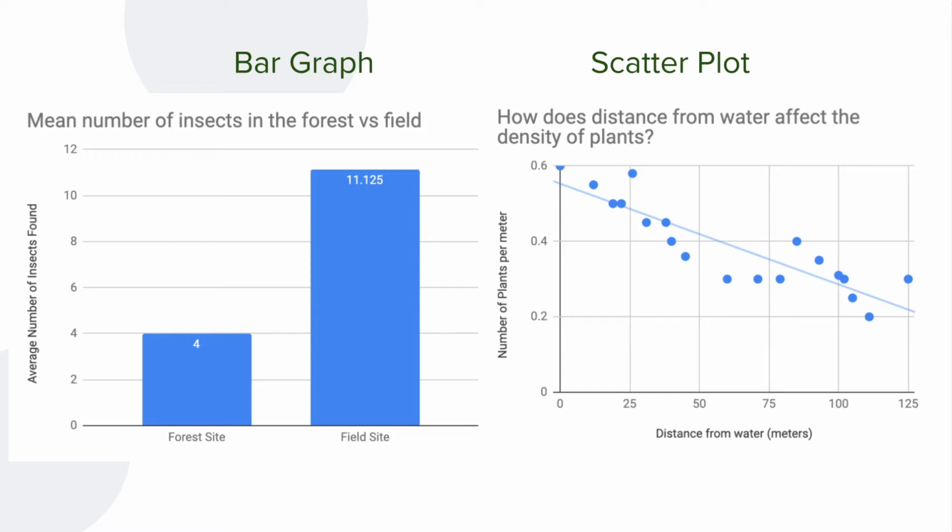As you can see, it's pretty easy to tell that in the bar graph, the field area had more insects than the forested area. On the scatter plot, we can pretty easily see that near the water, we found more plants, and then as we got further away from the water, the line decreased, showing that we found fewer plants.